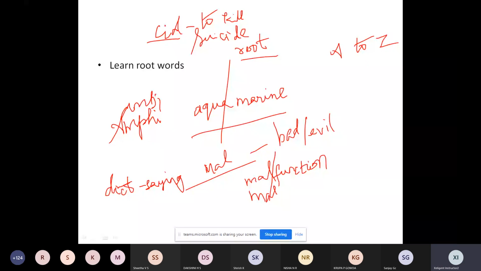Why I'm suggesting you learn the root words is because you will have questions followed by options, and sometimes it will be difficult for you to understand the meaning of the options. You need to learn the root words so that you can find out the meaning easily. It will help you with sentence completion as well as with synonyms and antonyms.